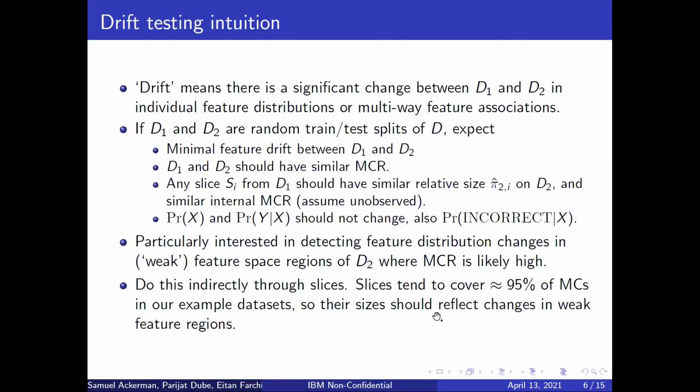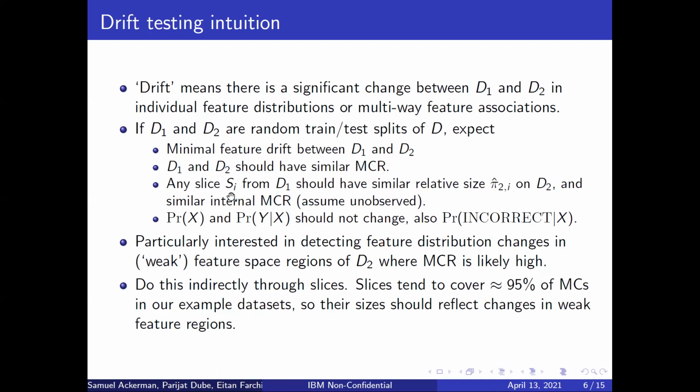Drift testing means that there's some kind of significant change between the 2 data sets in terms of individual or multi-way feature distributions or associations. And if these 2 data sets are from the same population, or say random train test splits of some data set, you expect minimal feature drift between them. They should have the same or similar MCR.